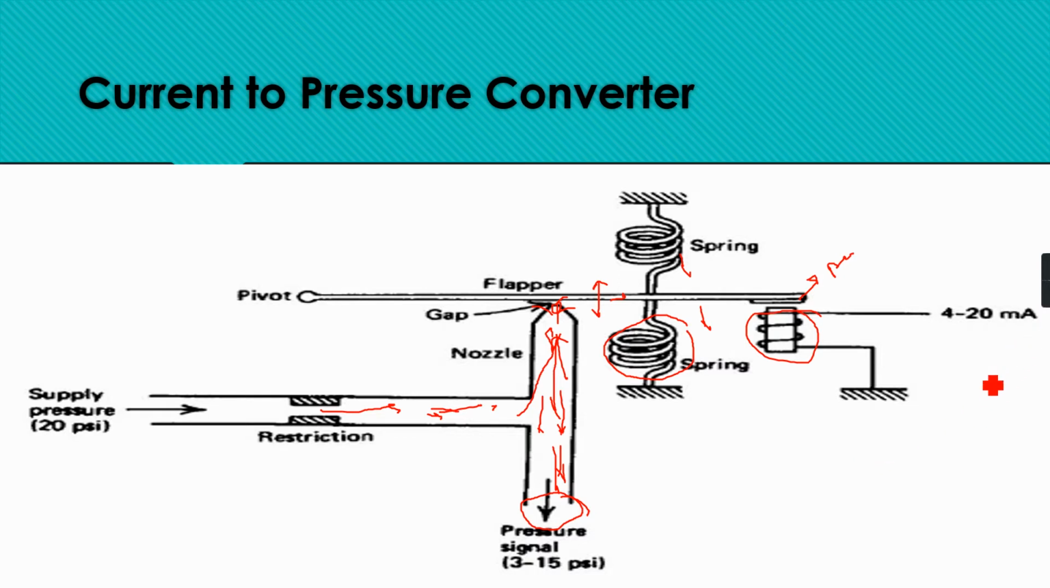Here the current is coming from the controller, which may be a PID controller. If there is a 12 milliampere current, it means it is a 50% control signal. It will come here and the electromagnetism will be generated. Accordingly the flapper will move towards the downward side, the air bleeding through the nozzle will be restricted, and the air will flow towards the output side, where we get a pressure signal in the form of 3 to 15 psi. So for 12 milliampere we will get 9 psi as the output.